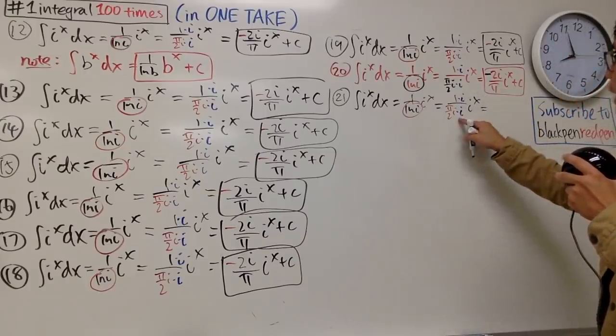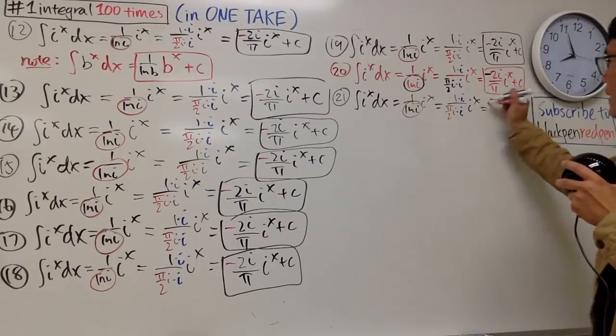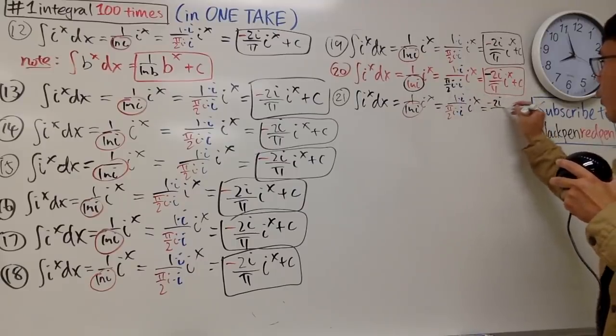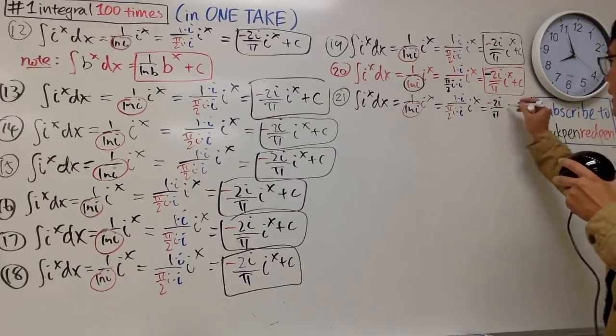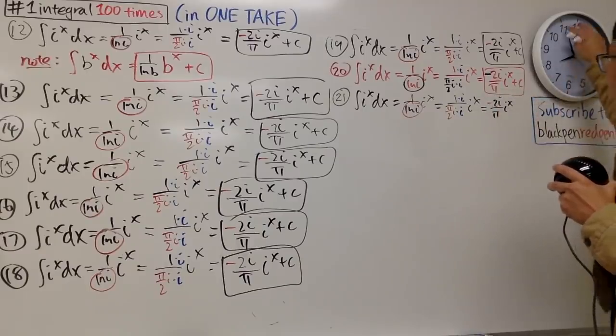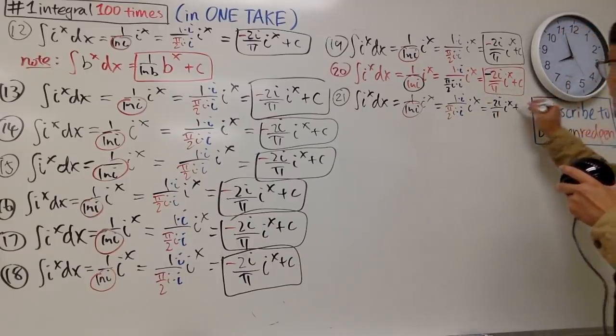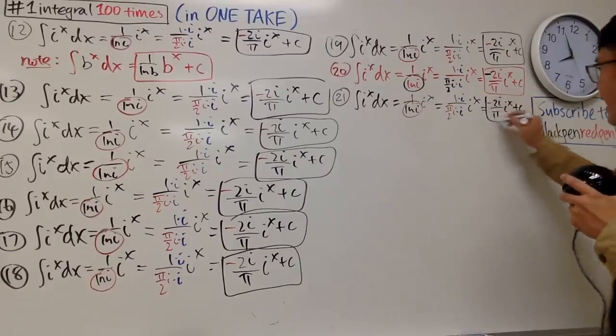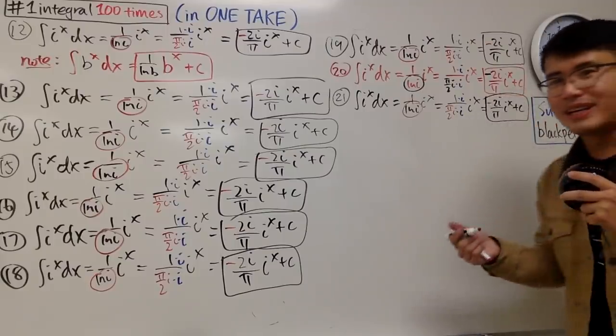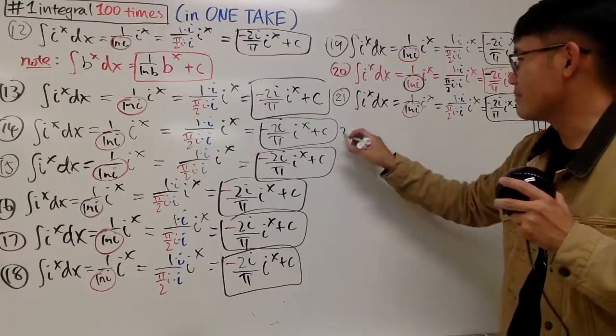This is -1, and I'll bring the 2 to the top as well, so we have -2i over pi, and then multiply by i to the x power, like that, and then plus c, okay? Oh man, when I did that, maybe you guys knew how I put the clock up, but whatever.